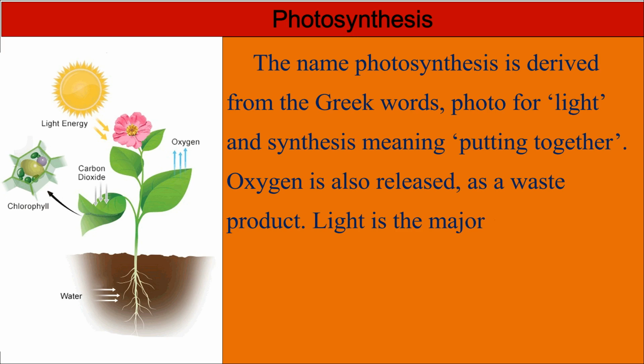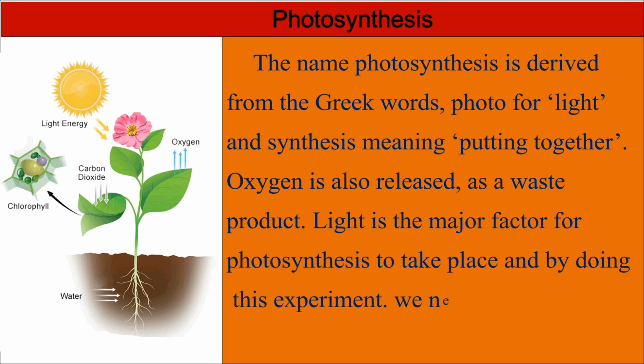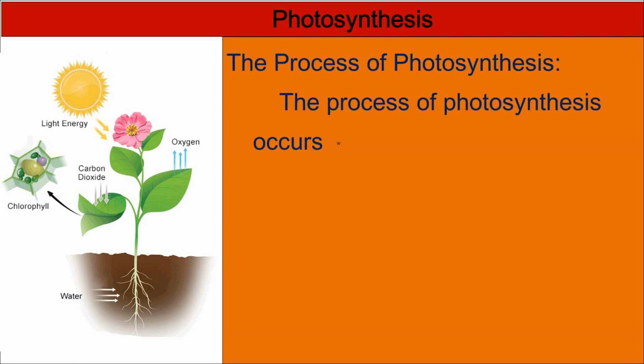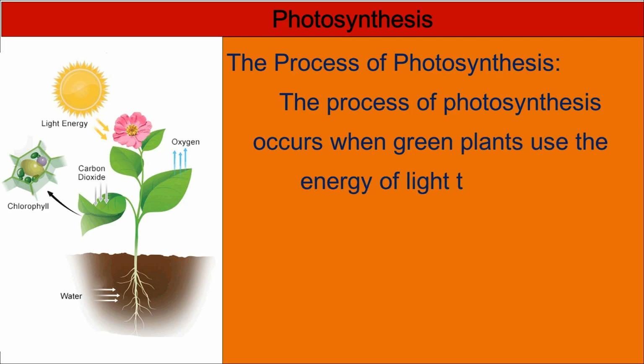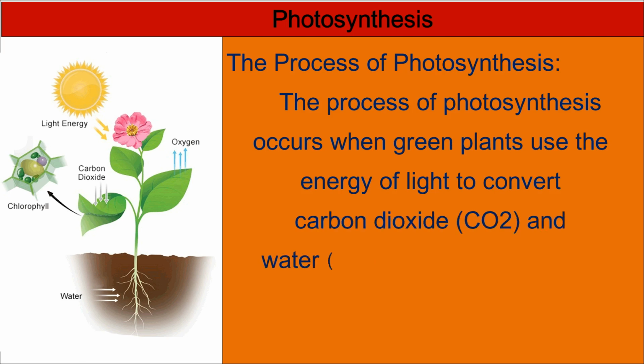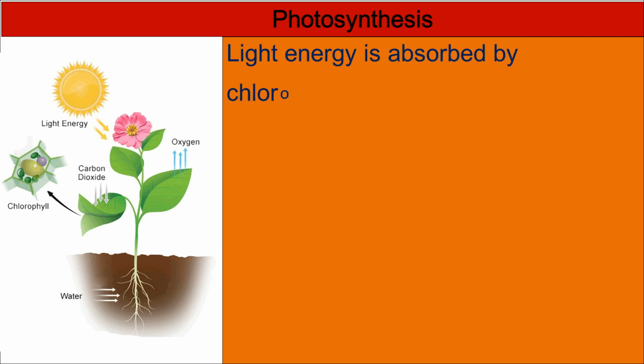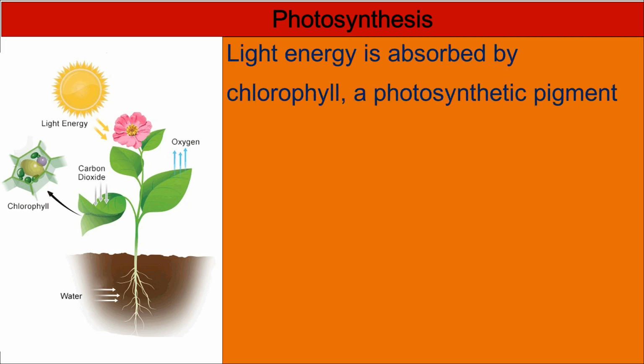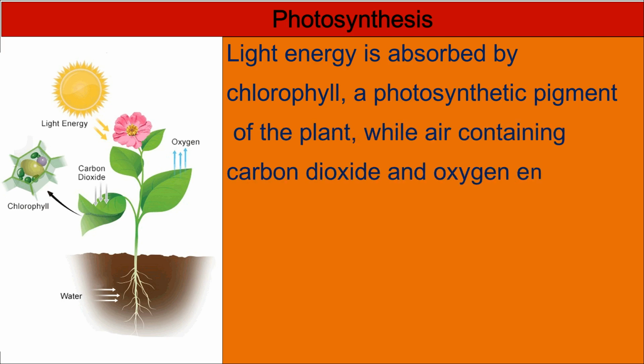Light is the major factor for photosynthesis to take place, and by doing this experiment, we need to prove that light is necessary for photosynthesis. The process of photosynthesis occurs when green plants use the energy of light to convert carbon dioxide, CO2, and water, H2O, into carbohydrates. Light energy is absorbed by chlorophyll, a photosynthetic pigment of the plant, while air containing carbon dioxide and oxygen enters the plant through the leaf stomata.